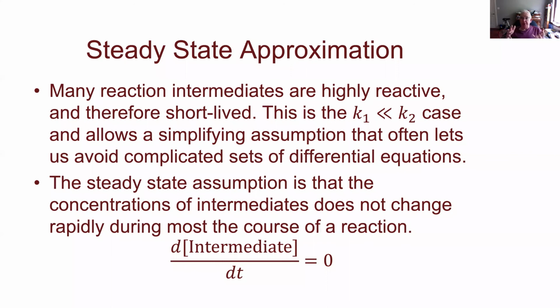Steady state approximation says that the concentration of the intermediate does not change over most of the course of a reaction. So mathematically, that says we can write something like this, where the intermediate just represents whatever species it is that's made in the initial step and then used up in the subsequent step. So we can say that the rate of change of that substance should be 0 over most of the course of the reaction. It's not going to be true at the beginning and the end, but for long times in the middle, it should work itself out that way.